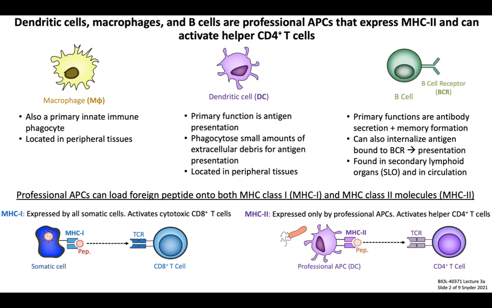All professional antigen-presenting cells also express MHC Class 1, and peptide presented on MHC1 can only activate cytotoxic CD8-positive T cells, which are important for performing cytolytic effector functions. This is in contrast to MHC Class 2 on the right, which is expressed only by the professional APCs depicted here. Also, peptide presented on MHC Class 2 can only activate helper CD4-positive T cells.